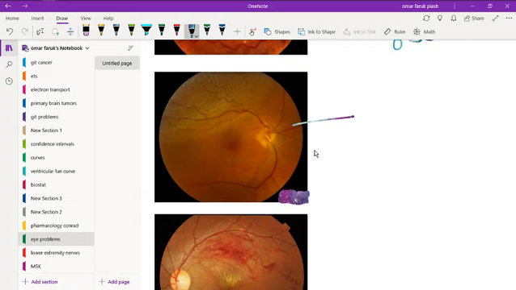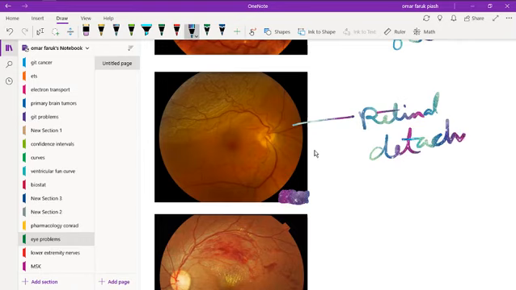This is a picture of retinal detachment. In retinal detachment, what you have to remember is that there is degeneration of the photoreceptors. That means rods and cones are separated. Degeneration of the photoreceptors results in vision loss. What happens here? There is separation of the neurosensory layers of the retina, that means rods and cones, from the outer pigmented epithelium. That's why there is degeneration of the photoreceptors and vision loss.